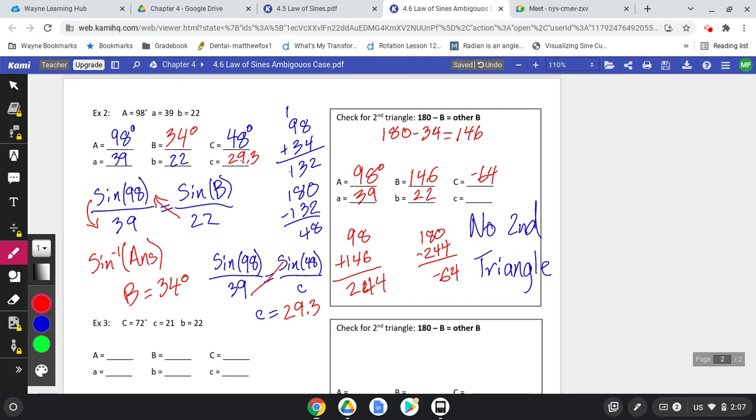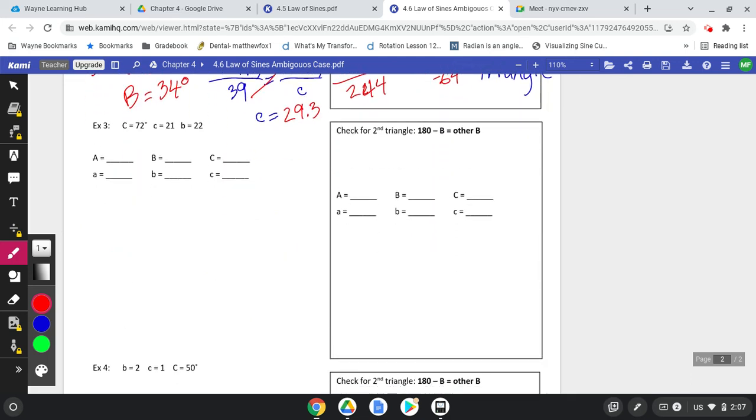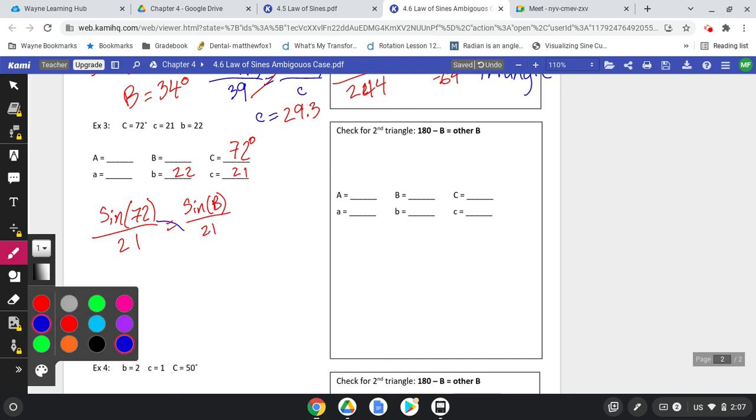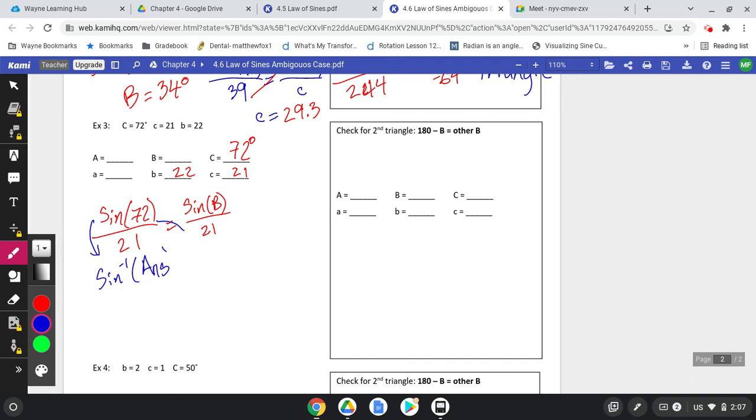Now we have one other situation. So let's take a look at this third one. Once again, we'll fill in what we know. So this is 22. C is 21. Big C or angle C is 72. So we start off sine of 72 divided by 21 equals sine of B divided by 21. We'll cross multiply, divide by that 21, and we'll take the inverse sine of whatever we get for our answer. And we'll find what B equals.